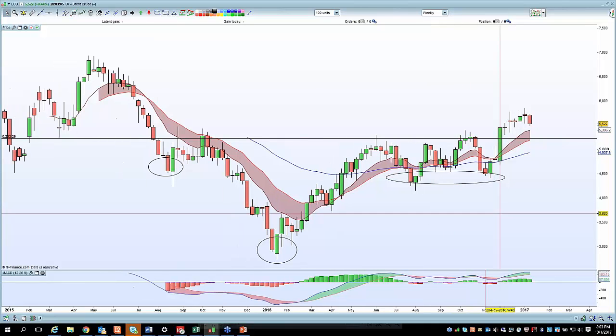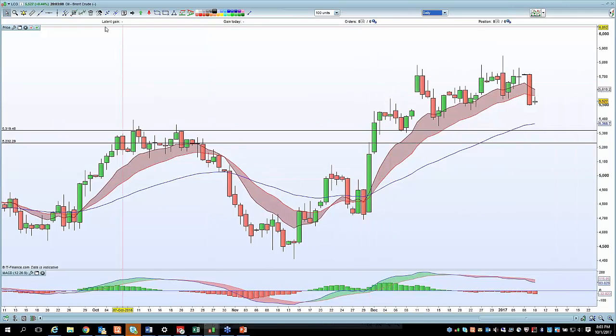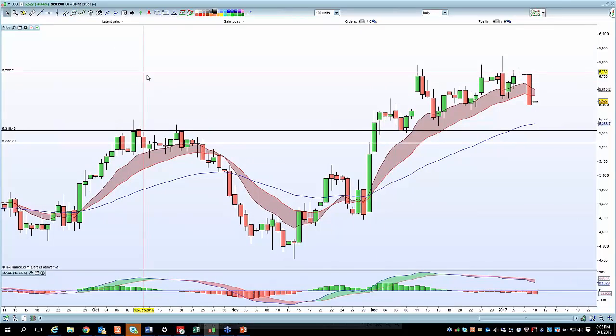Let's see if there's any other resistance up here. Nope, I don't see any resistance. If you go to the daily chart, still bullish. It's just that it's consolidating right now. So you can draw a line here, and you can draw a line here.